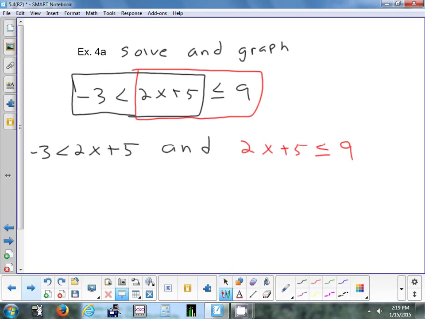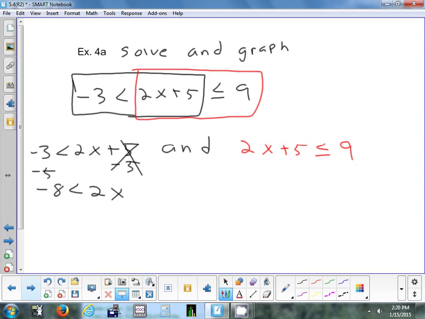Now, once you split it apart, just like we did, it's like the problems Mr. Roy just went over. Let's start with this. What's my first step? How would I put that 5 on the other side? Subtract it. That's going to leave me with 2x. How about my sign? Does it flip when you do subtraction? No. What's negative 3 take away 5? Negative 8.